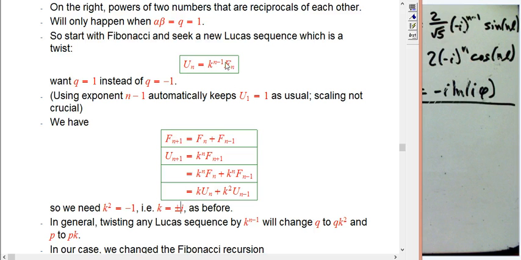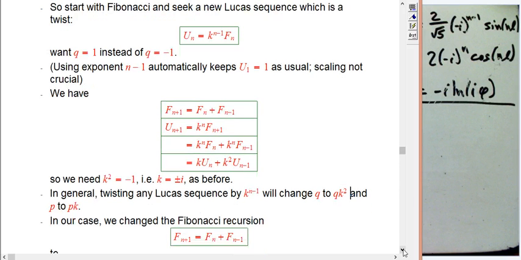In general, suppose you start with any Lucas sequence instead of just the Fibonacci, and you twist it, you're going to change whatever the q is for your old sequence to k squared q. You're also going to change the p to pk, which matters, but what's really more crucial is the q, and we'll see another reason for that next.